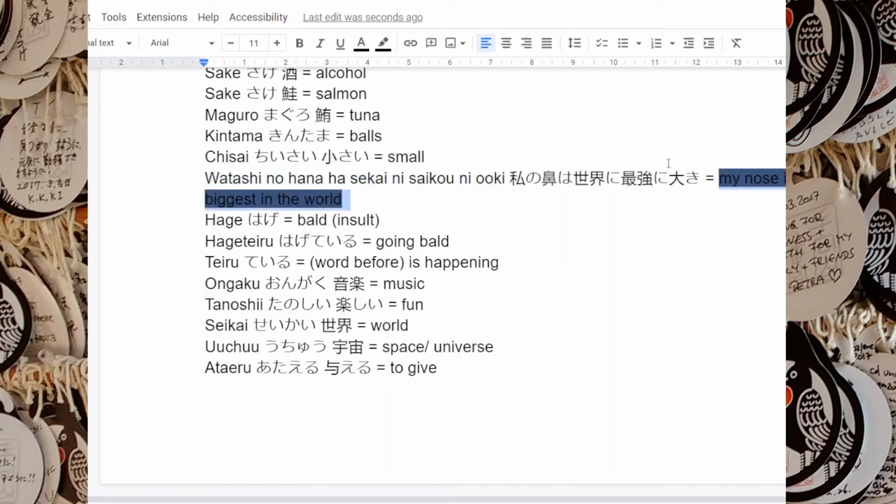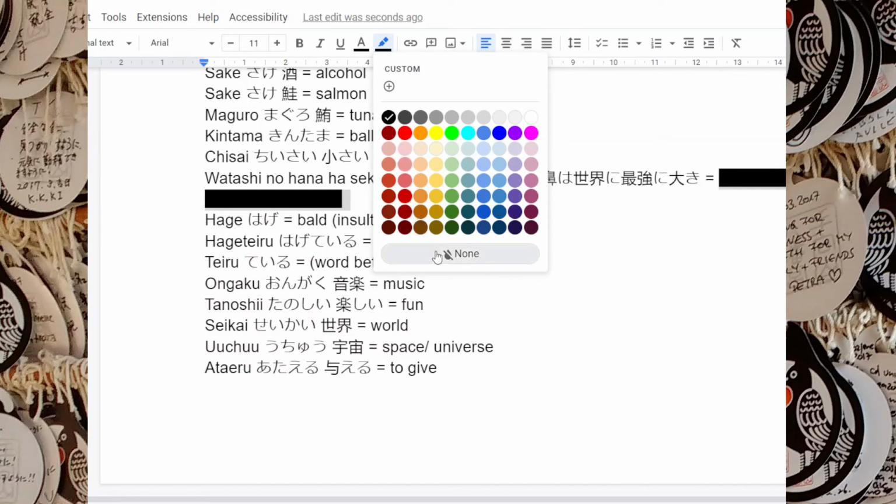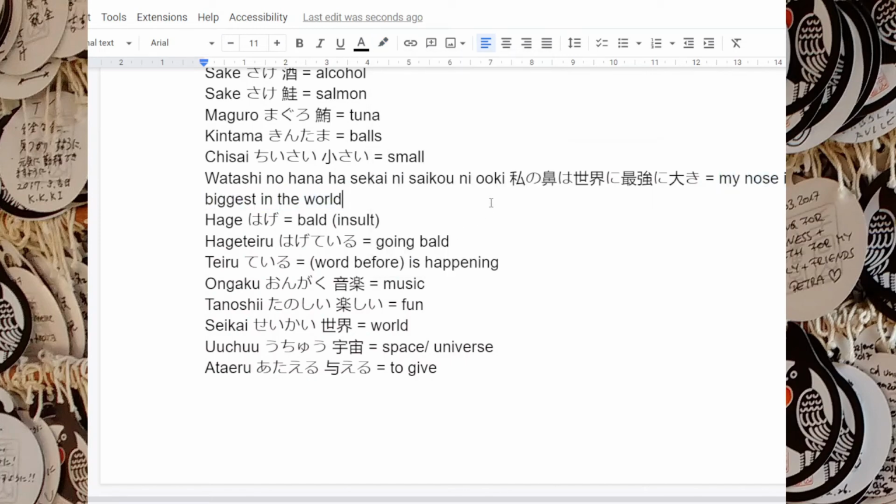Yeah, so as chat probably told you, this means my nose is the strongest or the biggest in the world. Watashi no hana wa sekai ni saikyou ni ookii. It's not the strongest, sorry. So that literally means my nose in watashi no hana wa, world, sekai, in, strongest, big. That's what it is word for word translated. So yeah, my nose is the biggest in the world, or the largest size, the strongest size.